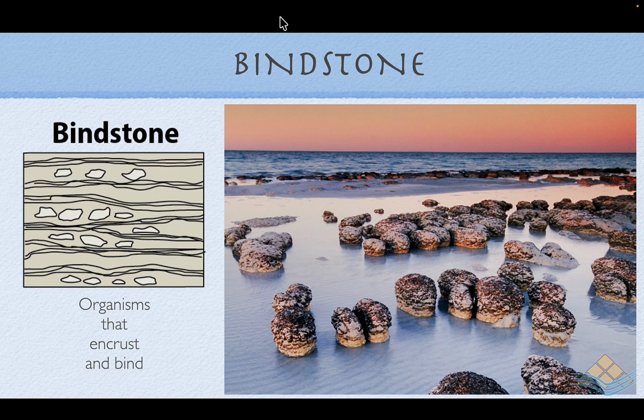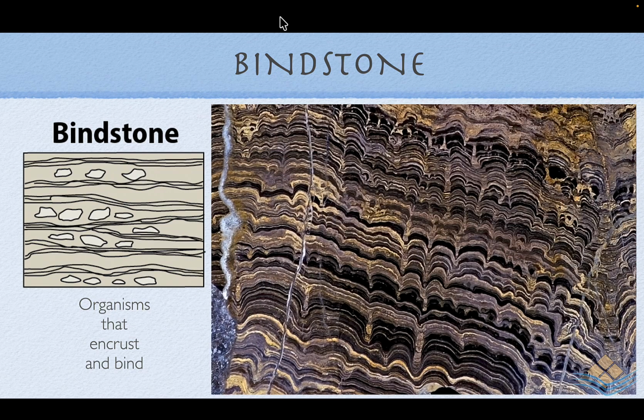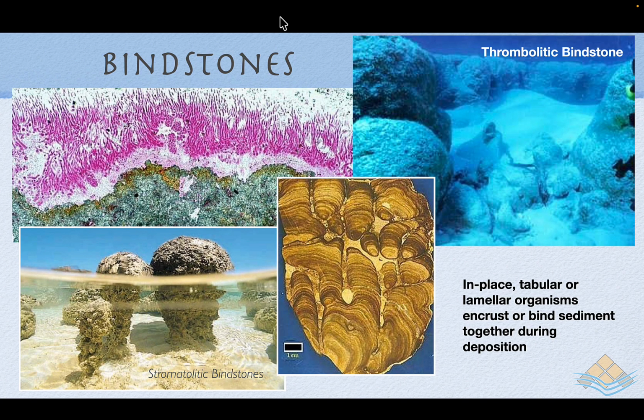Here are bindstones. These are organisms that encrust and bind. These are the Shark Bay stromatolites. Here's an example of a stromatolitic bindstone from the Neoproterozoic. Here's an example of a bindstone in the process of formation, where you can see the pink staining, the cyanobacterial filaments capturing those mud-sized fragments. And on the right we have a thrombolitic bindstone from the tidal channels in Lee Stocking Island in the Bahamas. We'll talk about all of these in the geological models we develop in the next module.